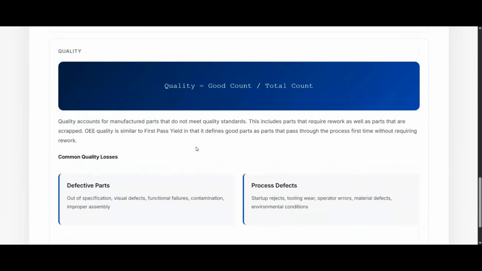Okay, quality here. Quality measures how many of the total parts produced are actually good, and the formula goes like this. Quality equals good count divided by total count. If you made 340 parts but only 320 passed inspection, your quality rate would be about 94%. So defects, rework, or scrap, all of these lower your quality score. And by tracking this, you can pinpoint recurring issues and reduce waste in your process.